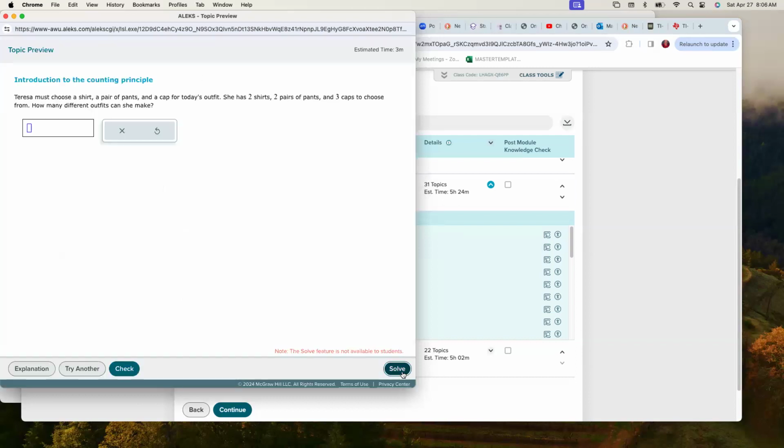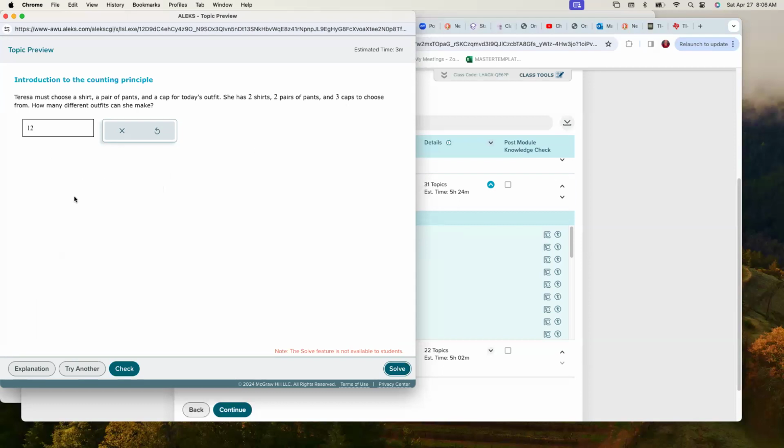So again, if I go here and just expose the answer real quick, and I'll explain it, because that's all you're typing into ALEKS, 12. But it says here, Teresa must choose a shirt, a pair of jeans, and a cap for today's outfit.